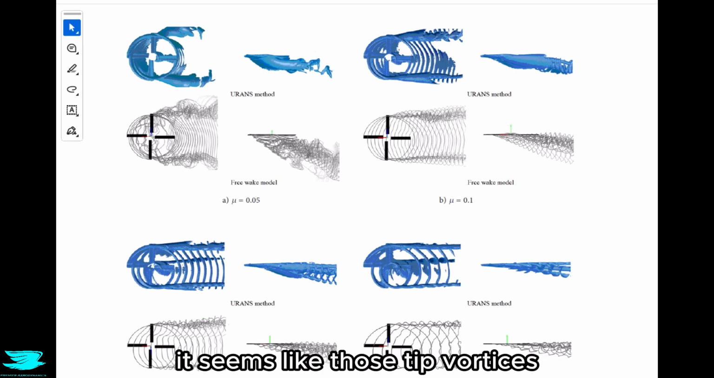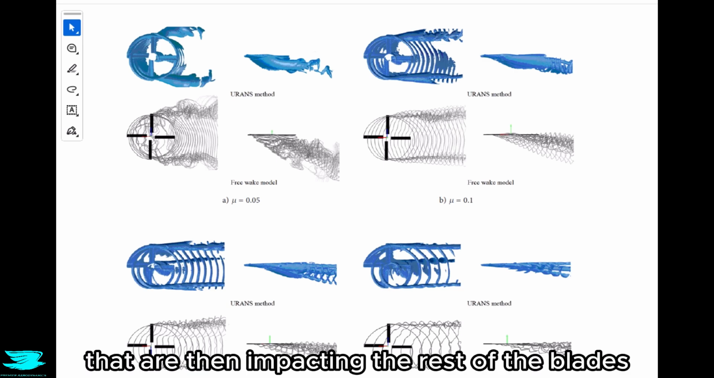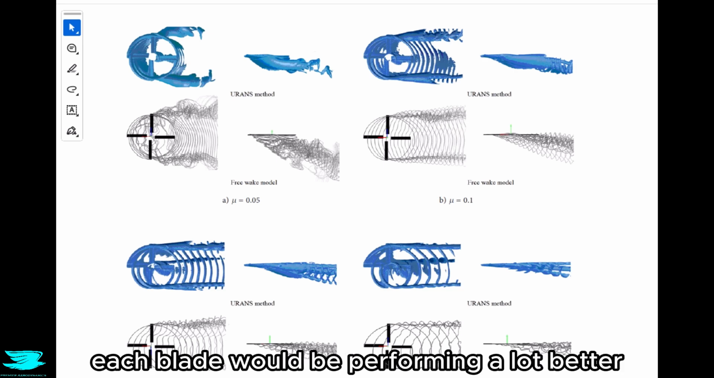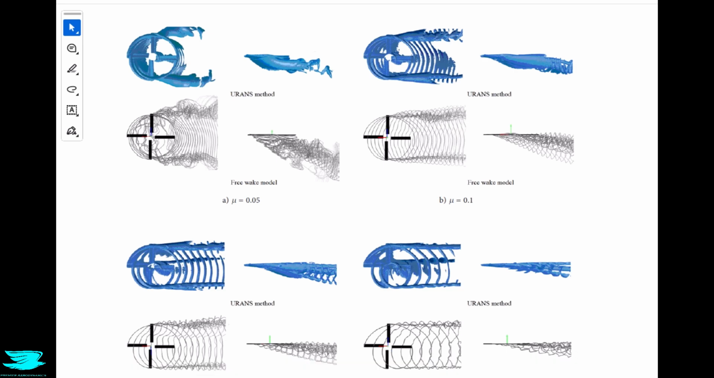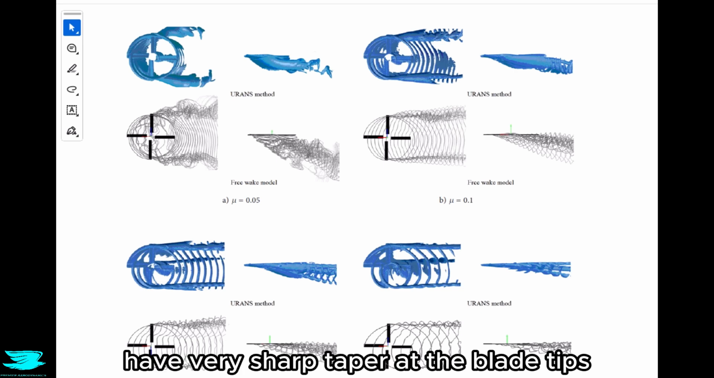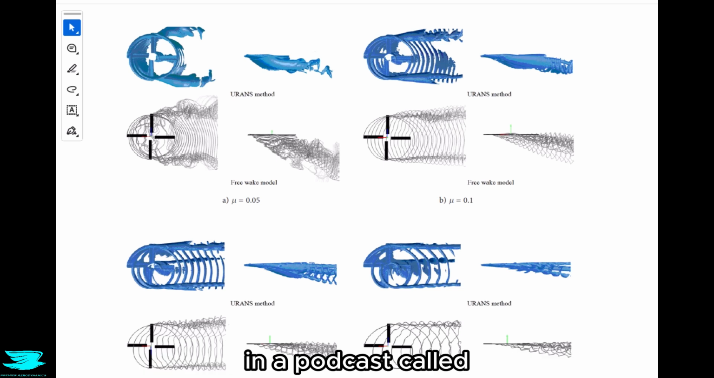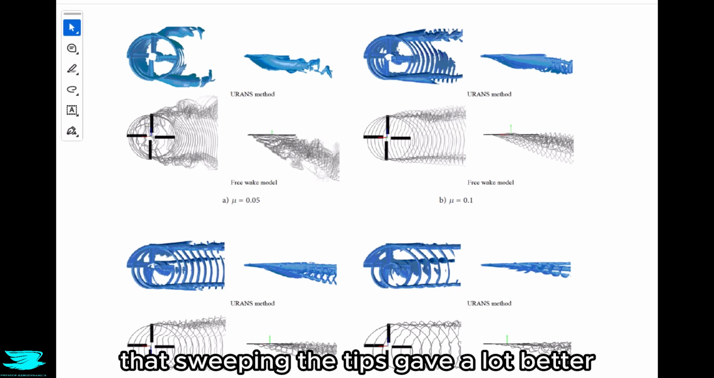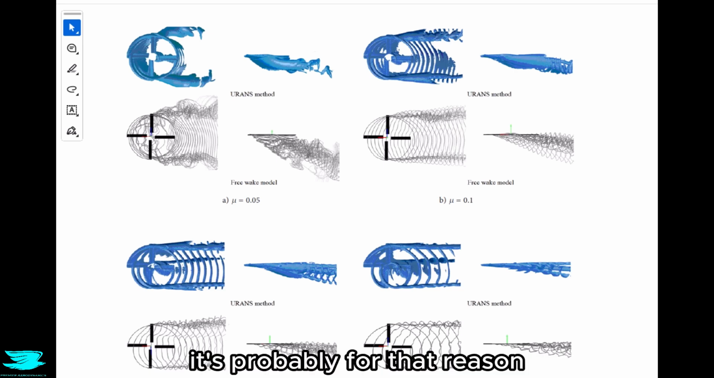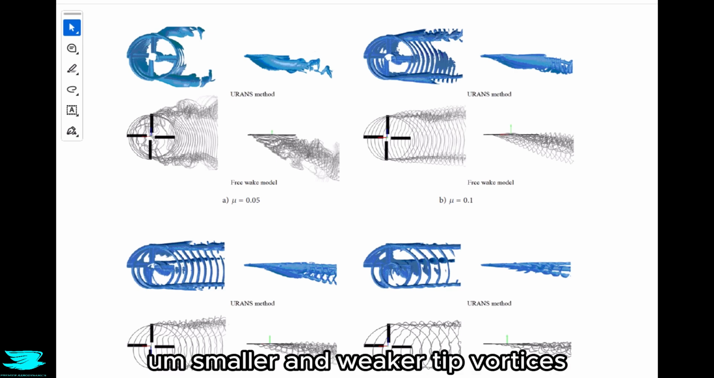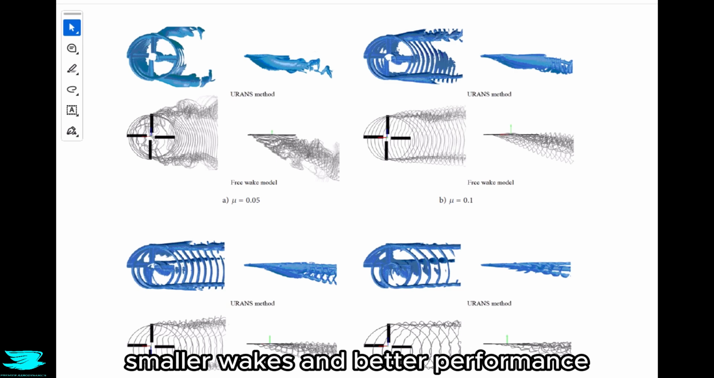So looking from this view, it seems like those tip vortices are the main wakes that are then impacting the rest of the blades. If it weren't for them, the wake would be pretty minimal and probably each blade would be performing a lot better. So that's probably why so many helicopters have very sharp taper at the blade tips, and also why we saw, from a couple of weeks ago in a podcast called How Engineers Optimized These Helicopter Blades, podcast 232, that sweeping the tips gave a lot better results than unsweeping them. It's probably for that reason. Sweeping the tips results in slightly lower, weaker tip vortices, smaller wakes, and better performance.